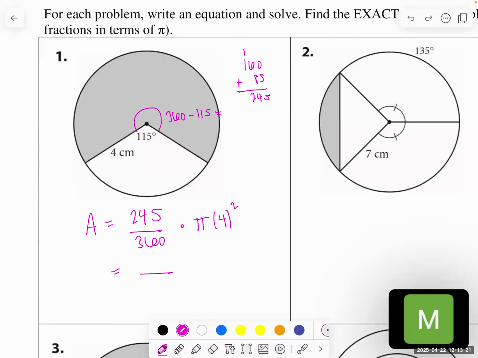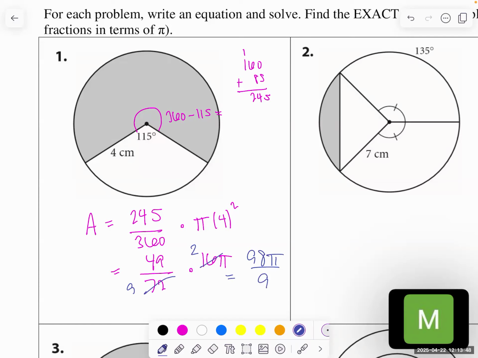So I'm going to get 245 over 360, which is going to simplify to be 49 over 72 times 16 pi. 72 and 16 are both divisible by 8, so this will be 9, this will be 2. And then the final answer here is going to be 98 pi over 9.